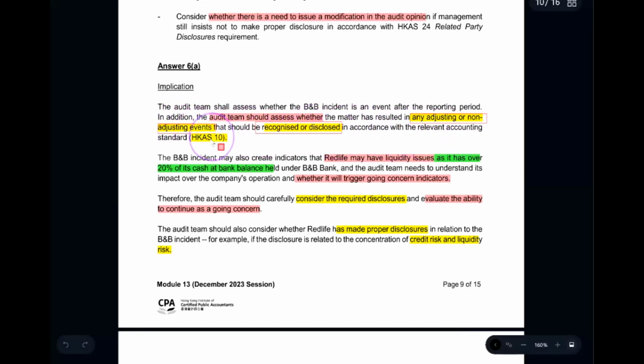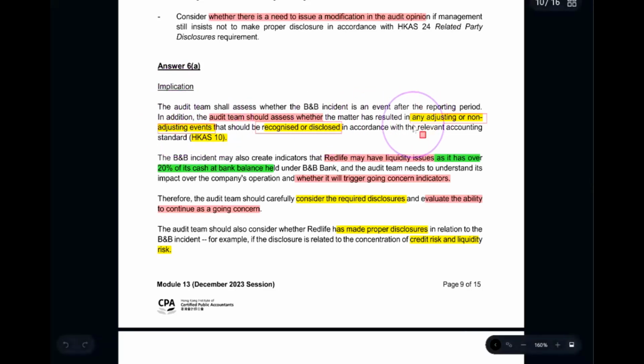You do not need to name HAS 10. All right? You see it is in brackets. So in examination, you do not even need to mention it, but you need to say whether it is an adjusting event or non-adjusting event. Whenever there is a subsequent event question, you always need to determine that it is an adjusting event or a non-adjusting event in the examinations. Okay, so it asks you the implication. So the first step for you to do is to identify whether it is an adjusting or non-adjusting event. You need to do that.